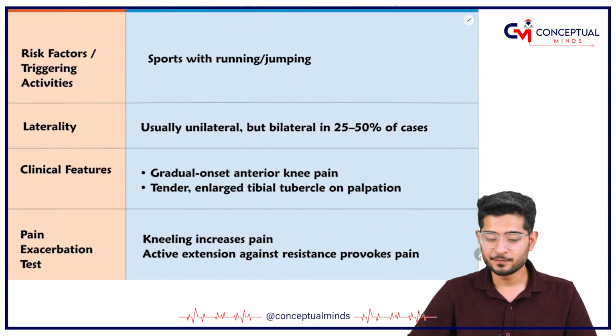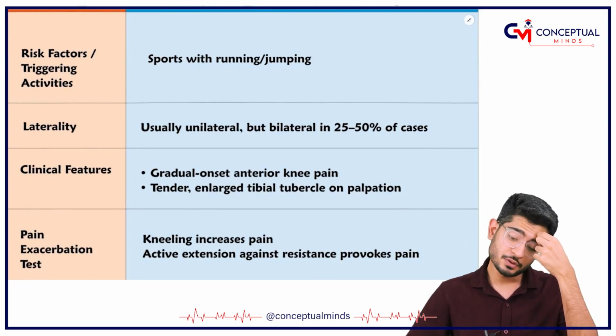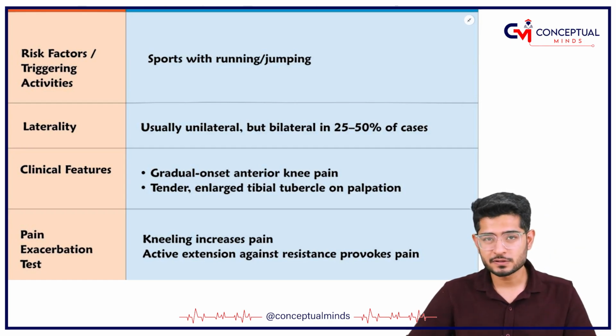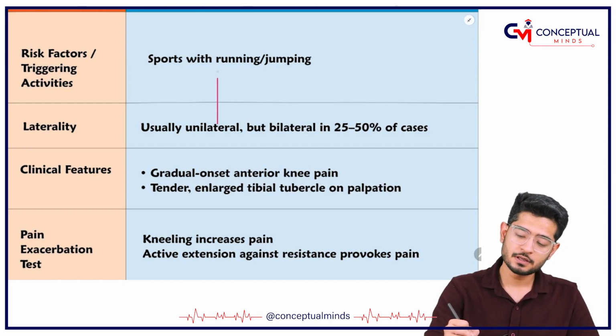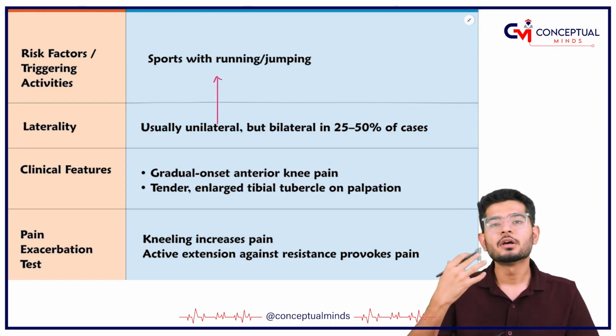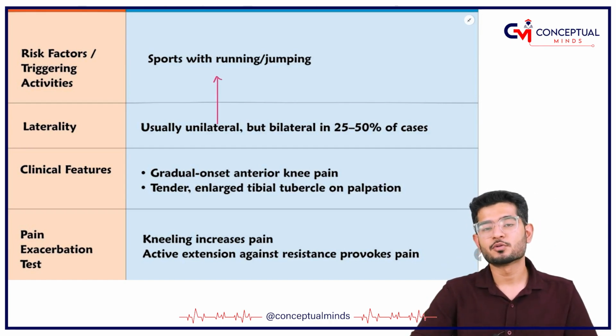Coming to the risk factors, it's sports with running injury, jumping, all these things. Usually it is unilateral, maybe bilateral also. Usually it is unilateral because in sports and everything, generally one limb is the one which is more in use.